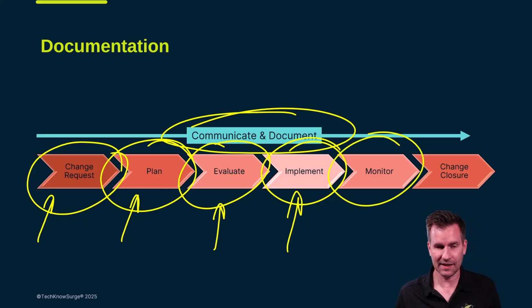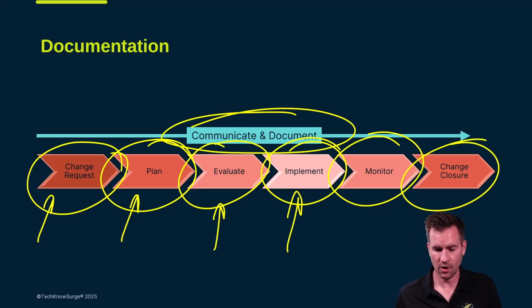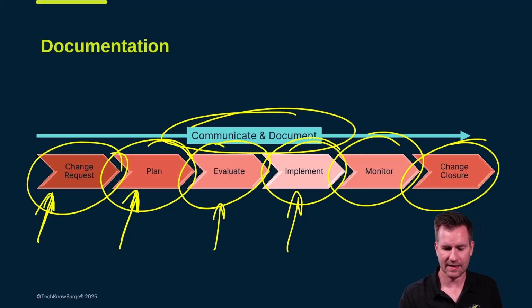We monitor this. We need maybe some sort of proof that we've made the change, and then we go do the change closure. Well, what are we closing out? Well, we're closing out the ticket here. We're closing out our plan when we're updating the rest of our documents.